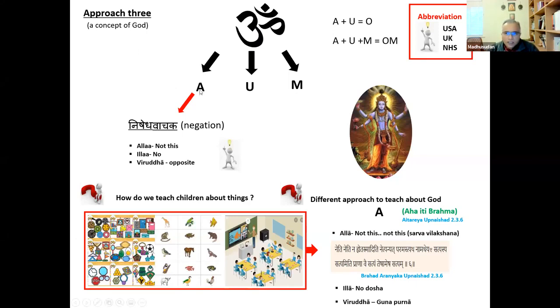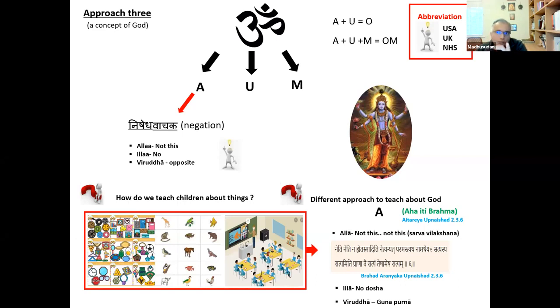So you have Akara, you have Ukara, and Makara. Let's take the Akara. What does it mean? It's called Nisheda Vachakaha. Nisheda Vachakaha means negation. We all agree, isn't it? Even in English, you have a before a word, then it means opposite of something. So A generally means negation.